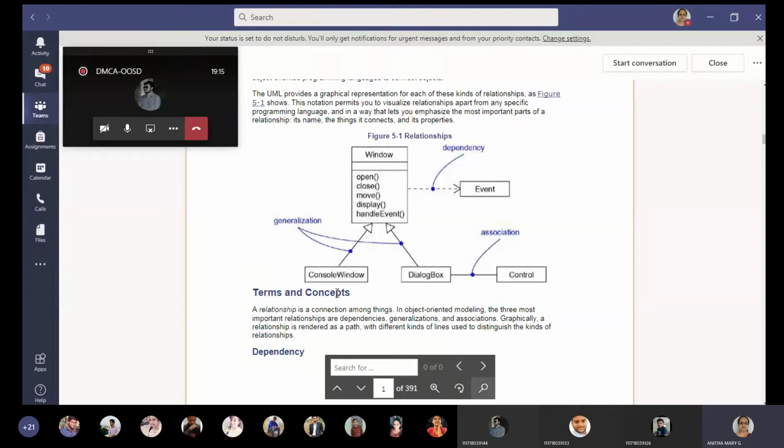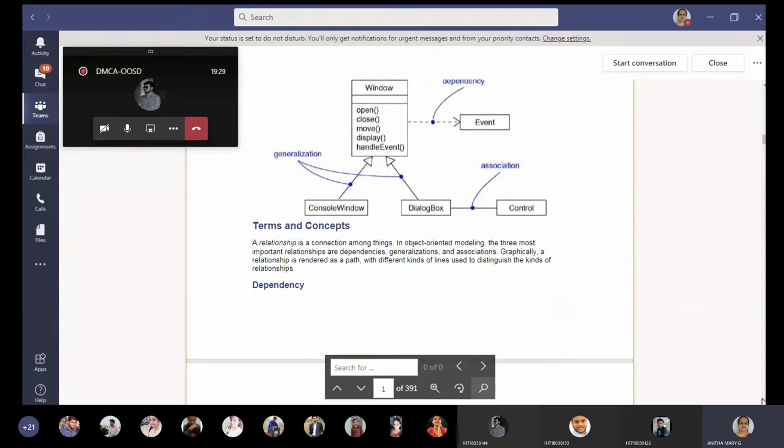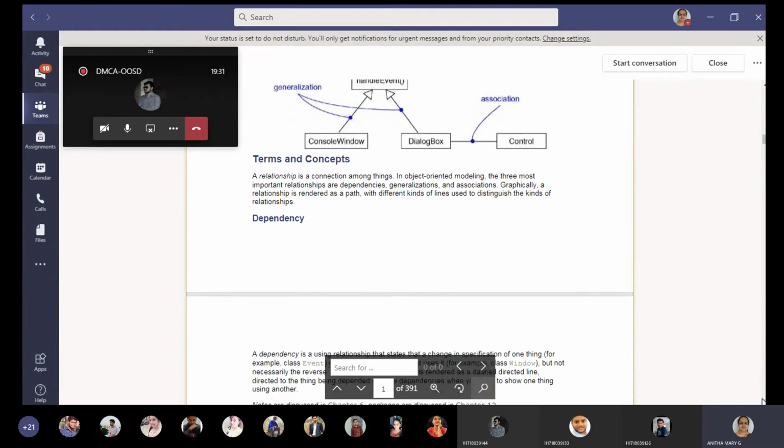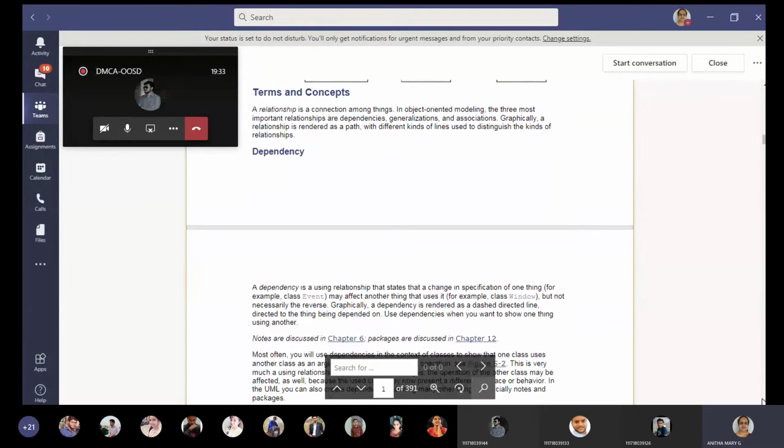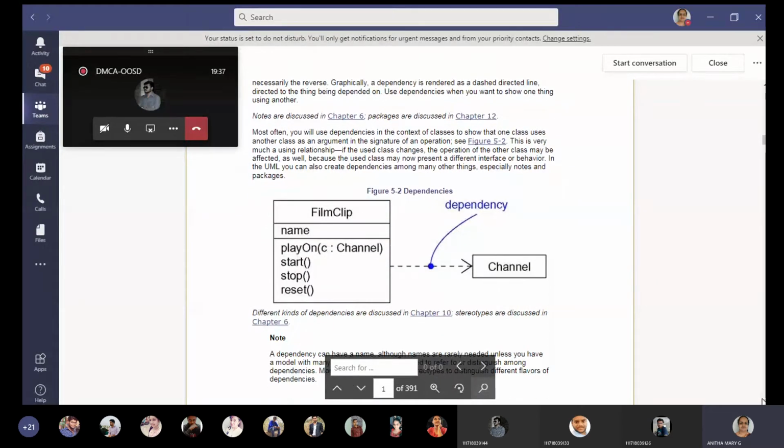Okay. So next, as I told you, every chapter here is divided into two parts: terms and concepts, terminology and concepts. The first one under terms and concepts is relationships. I just told you that it's a connection between two things. And the first one under that we have is dependency. Under dependency, we are learning some example here.